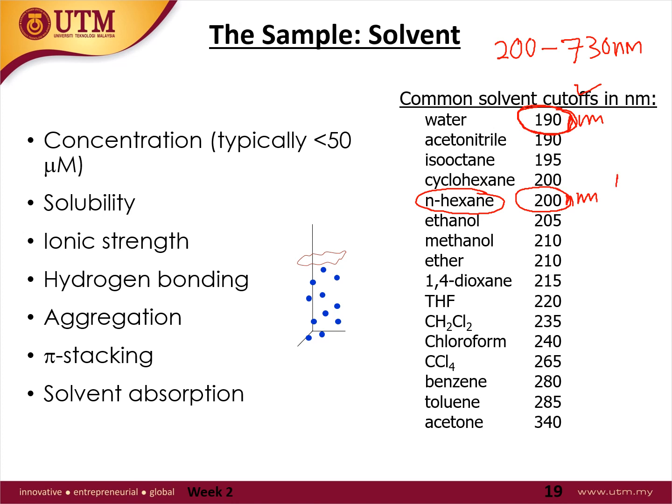You want to analyze naphthalene, for example. Naphthalene, as the analyte, is detected around 254. So kalau naphthalene 254, tak ada problem lah. And hexane will not interfere with the absorbance at 254.